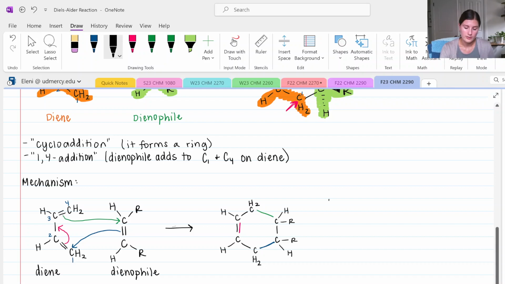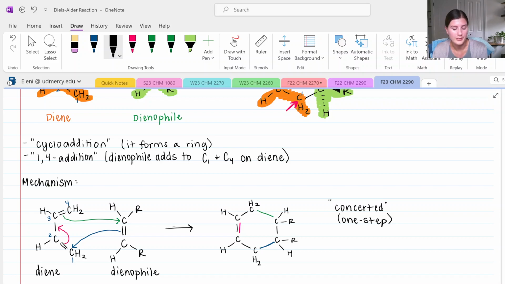We also call this reaction concerted, which means it's a one-step reaction. In future videos, we'll talk about different R groups on dienes and dienophiles and how to predict which R groups are going to influence the reaction in different ways. But this is the simplest mechanism to describe the Diels-Alder reaction.